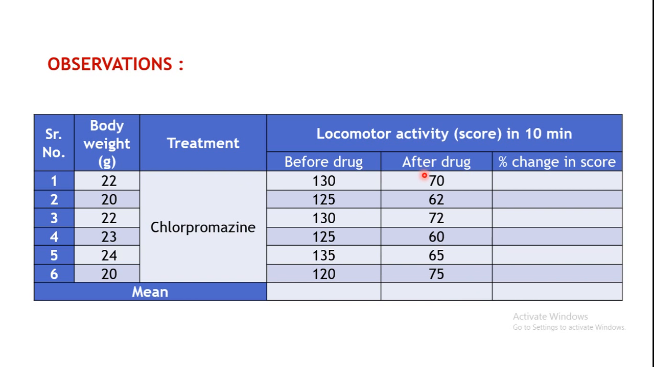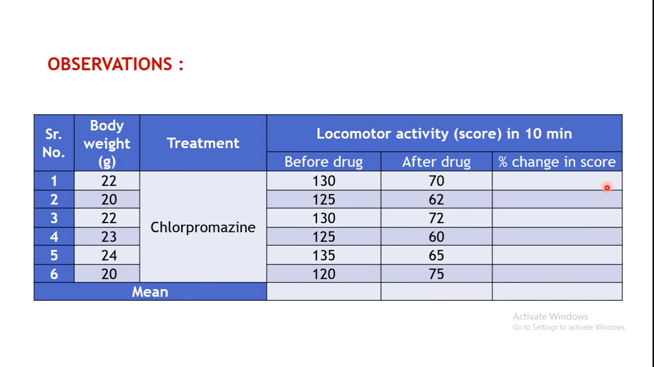Okay, and after the drug treatment is given, the activity score has reduced, whereas keeping the time constant, that is 10 minutes. So here it has reduced to say round about 60 to 75. Okay, now from this we can calculate the mean, okay, before the drug treatment of the activity score, and the mean of activity score after the drug treatment, and using this we can calculate the percent change in score.